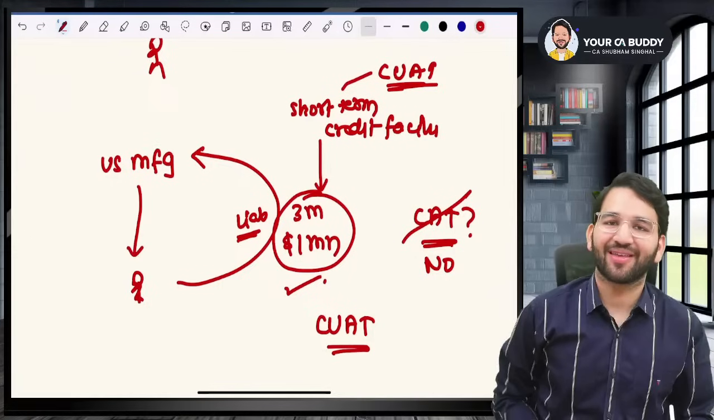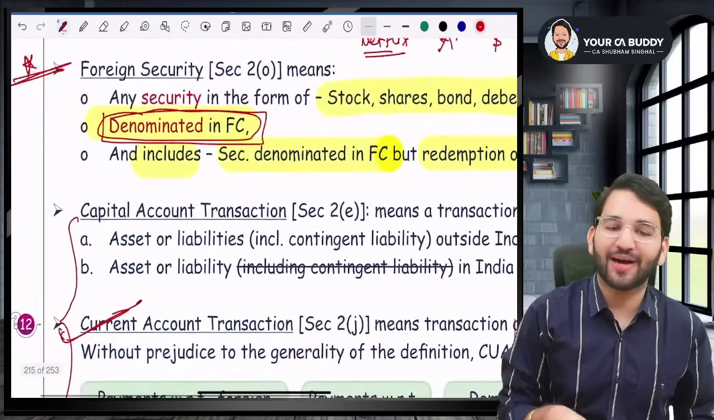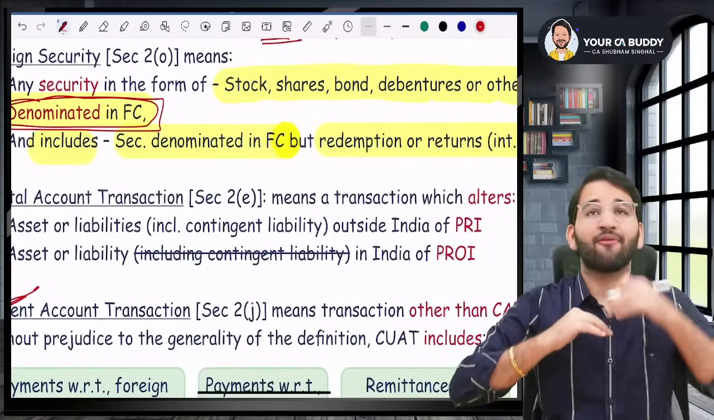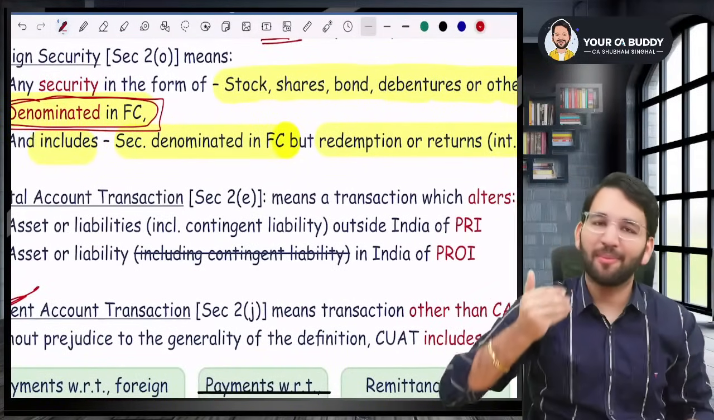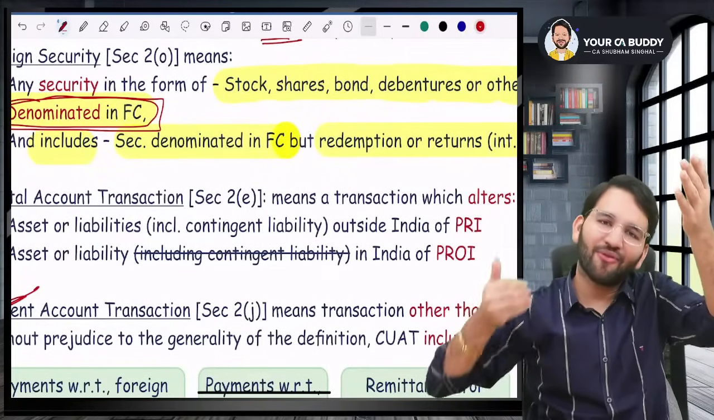So basically, capital account transaction means a transaction which alters the position of asset or liability in India for a PROI, or outside India for a PRI. Come again: in India for a PROI, or outside India for a PRI.